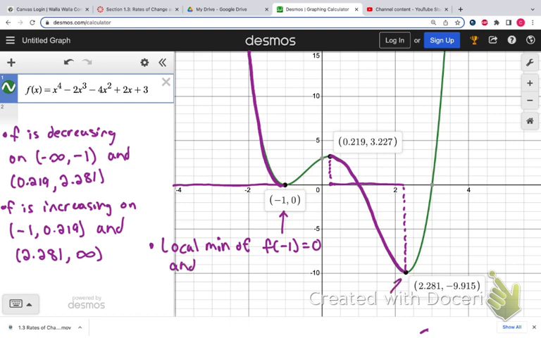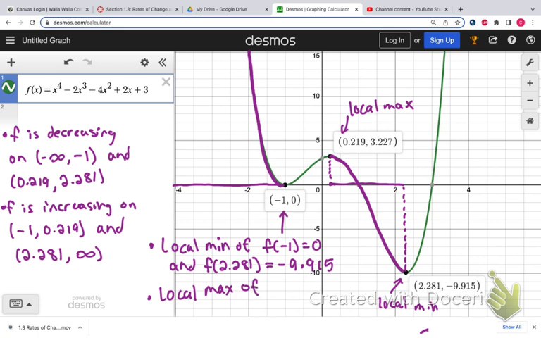And there's another one on the right side of the graph. There's another place where the function goes from falling to rising, and that happens at 2.281. And the output there is the local min of -9.915. And there's just one local max. That's that point where it changes from increasing to decreasing at 0.219. So there's a local max of f(0.219), which is that y-coordinate of 3.227.